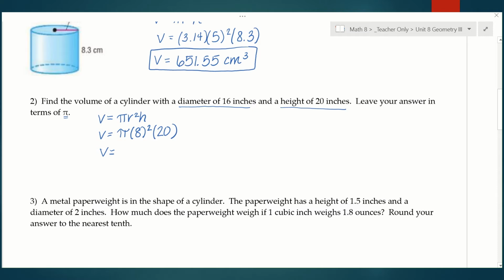Okay, so when we go to type this in our calculator, remember, because it's in terms of pi, we are not typing anything in for pi. So the only thing you're putting in your calculator is 8 squared times 20. And when you do that, so 64 times 20 is 1,280. And again, because it's in terms of pi, we're going to put the pi on the end. Okay, so pi in this case is like a variable. Typically when we use variables, we put the number first, that's considered your coefficient, and the variable at the end, so that's exactly how we're going to write it here. We still need a label. This is in inches cubed.